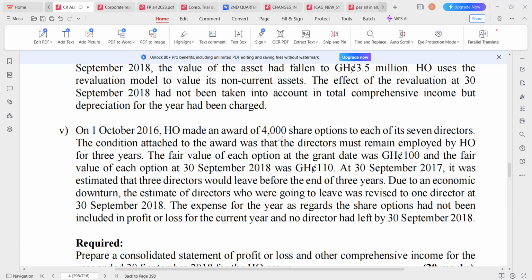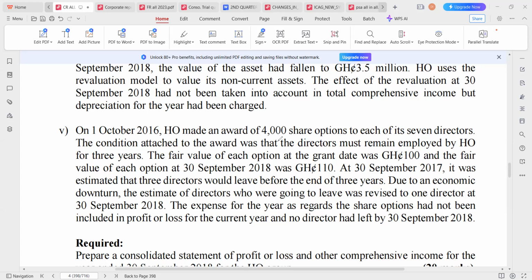It says that on October 1st, 2016, Home made an award of 4,000 share options to each of its 7 directors. The condition attached to the award was that the directors must remain employed by Home for 3 years.